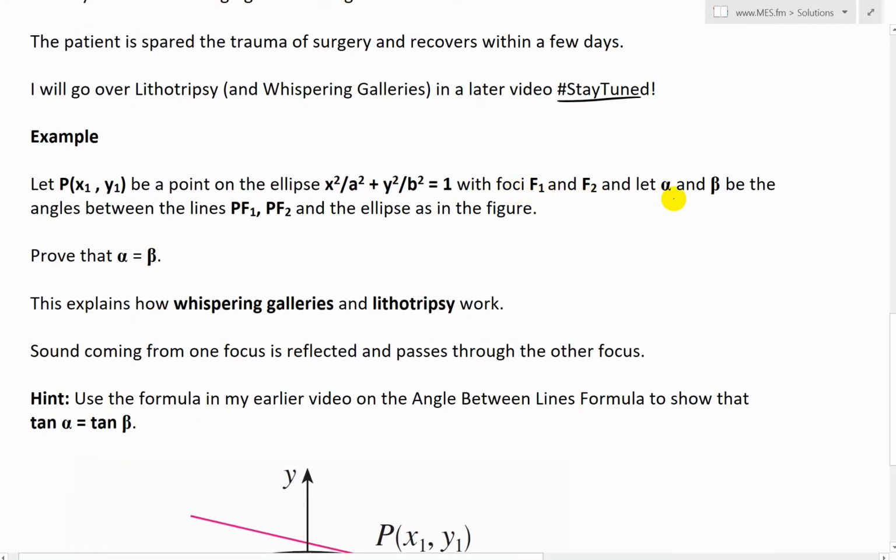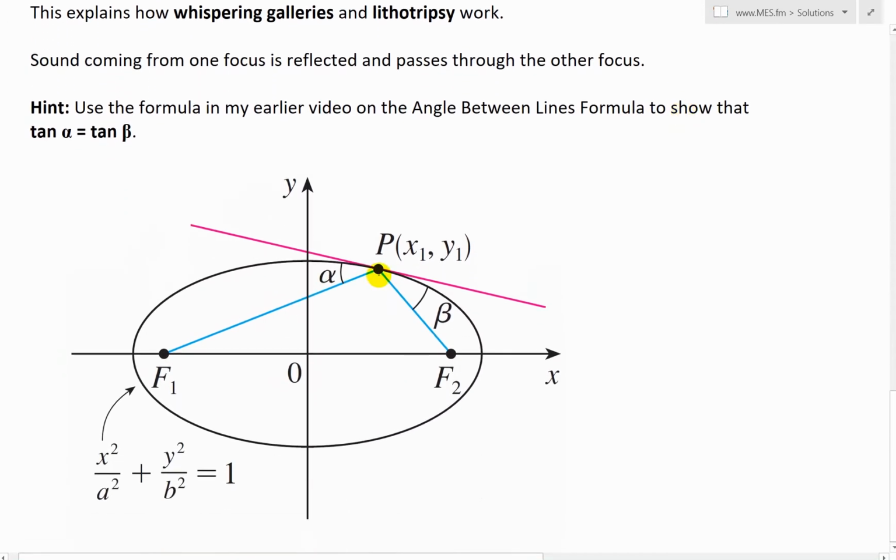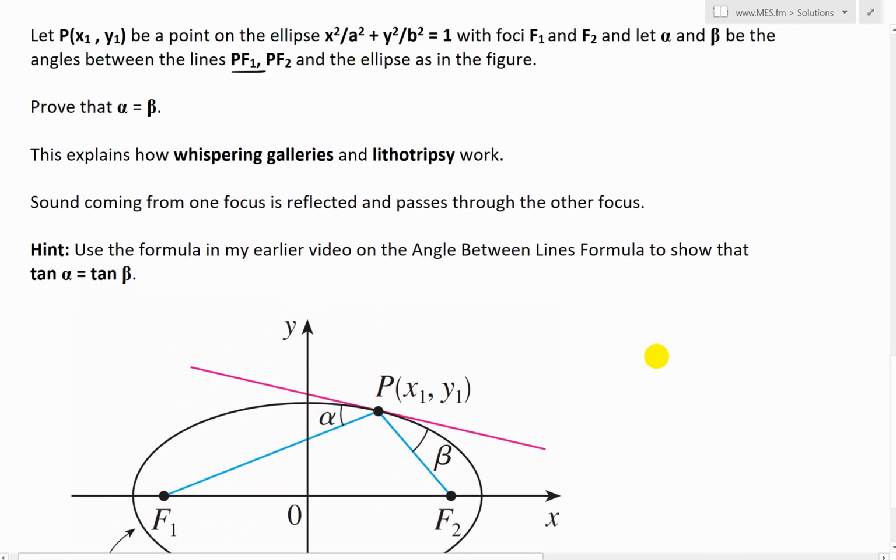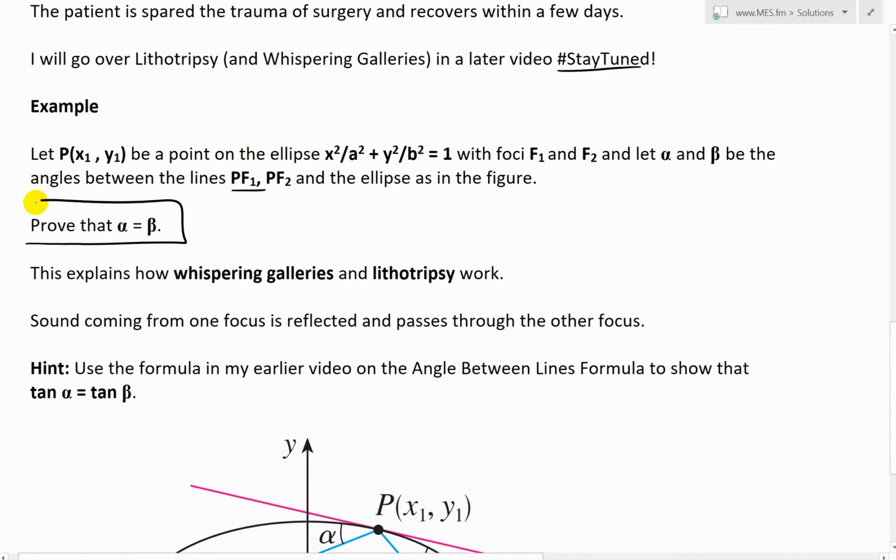And let alpha and beta be the angles between lines PF1 and PF2 and the tangent line to the ellipse, as in the figure right here. So there's the point, there's our ellipse, and this is the angle from F1 to P. As you get closer to the tangent line, you get this angle across there. That's alpha, and there's beta from F2 to P, and the tangent line across there. So now we're asked to prove that alpha equals beta.